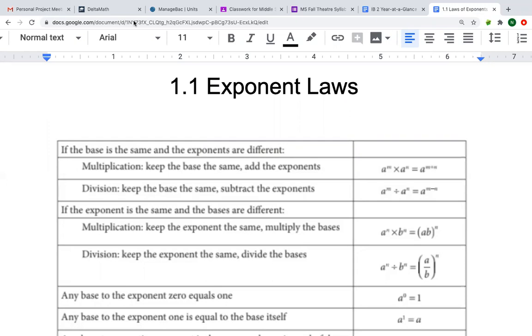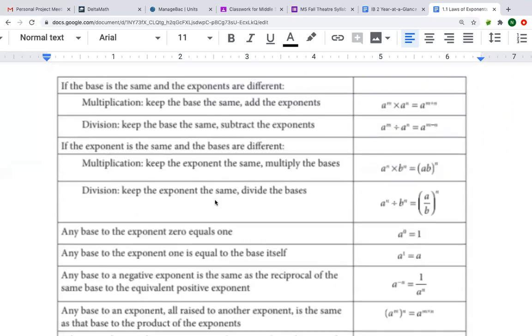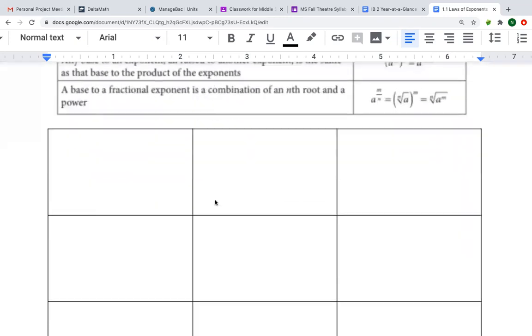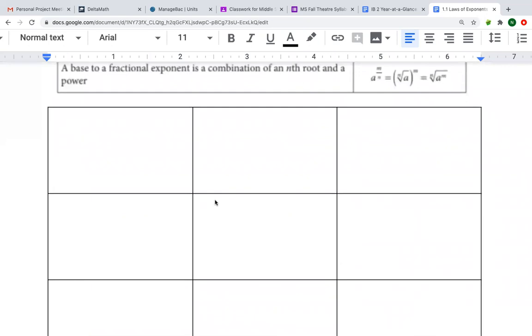Okay, so we're going to go ahead and get started with 1.1 exponent laws. The first law that we're going to look at is multiplication. This works when the base is the same and the exponents are different. All you have to do is add the powers. For division, instead you're just going to subtract the exponents, subtract the powers. So I'm going to go ahead and show you those two examples.